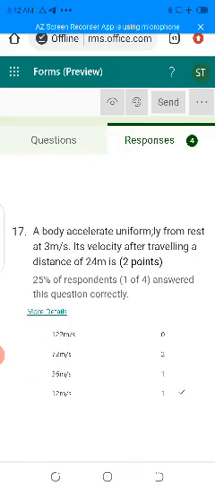A body accelerates uniformly from rest at 3 meters per second squared. It rests after traveling a distance of 24 meters.